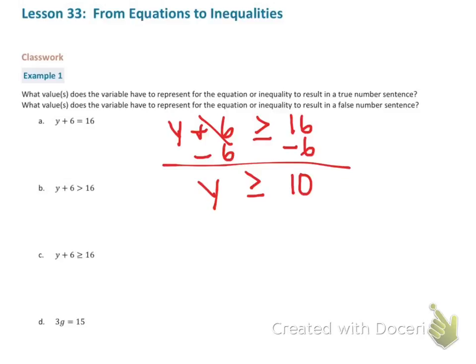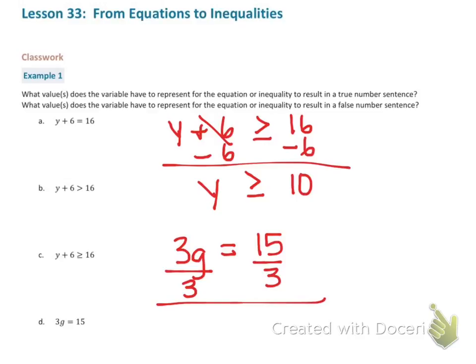Part D. 3g equals 15. Another equation. So this time 3 and g are multiplying, so I'll undo multiplication with division. Whatever I do to one side, I have to do to the other side. 3 divided by 3 is 1g, and 15 divided by 3 is 5. The only thing that makes that equation true is g equals 5.